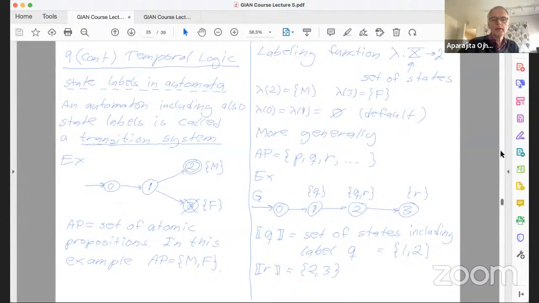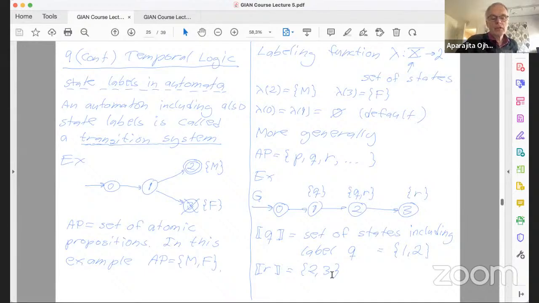So if we go back to this expression, we repeat also here that we could have different state labels on the different states, and what we are interested in is to say, by this expression, in which states is Q true? It's in states 1 and 2, and R is valid in states 2 and 3, as you see there.